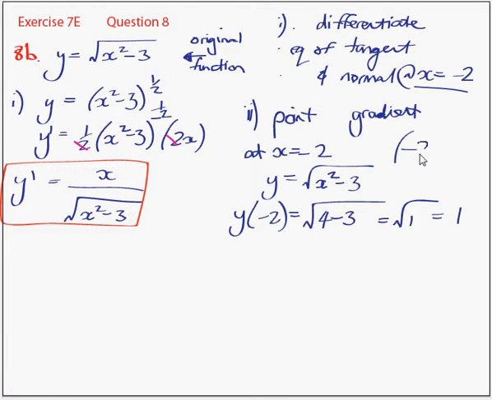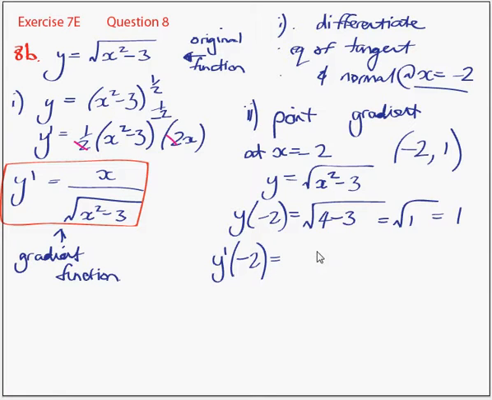I also need to know the gradient at this point, so use my gradient function, that's here. The gradient function can tell me the gradient at any point of my original function. So I want to evaluate y dash at the same point. So I'm going to have -2 over the square root of -2 squared, which is 4, minus 3, -2 over 1, which is just -2. This is the gradient of the tangent.